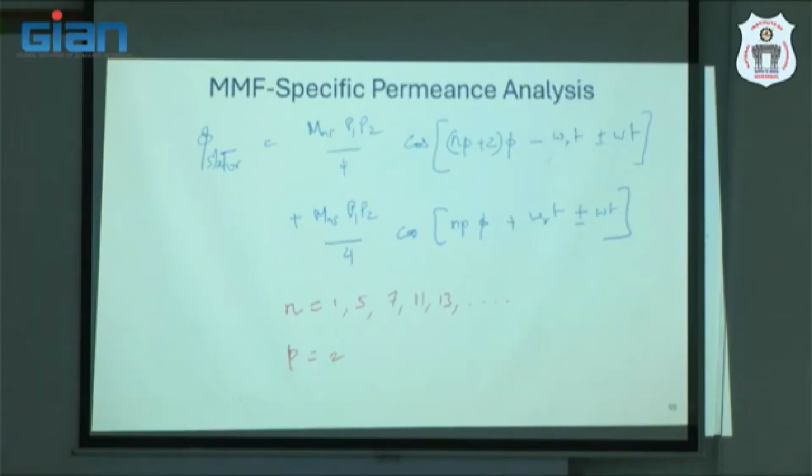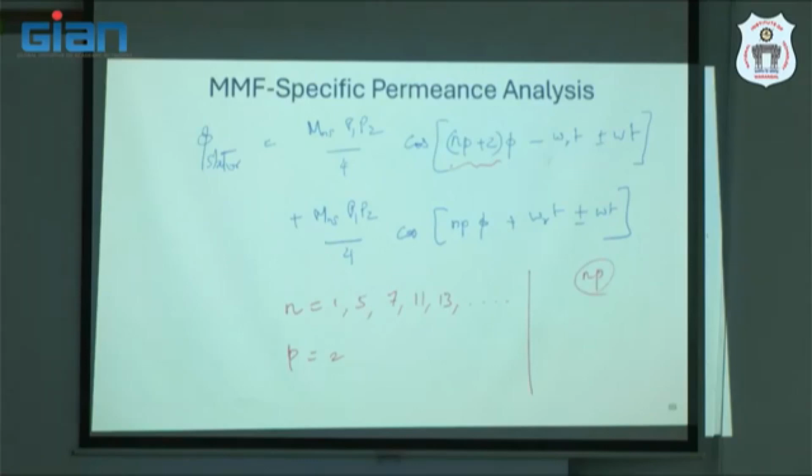For any given machine, p cannot continuously change, it is one value. So p times n is a product. np plus 2 means, let's consider n equal to 1, it will be 2 plus 2, 4. n equal to 5, it will be 10 plus 2, 12. In the original function, we had just np. So can np plus 2 ever be equal to np? In this case, you have to check.